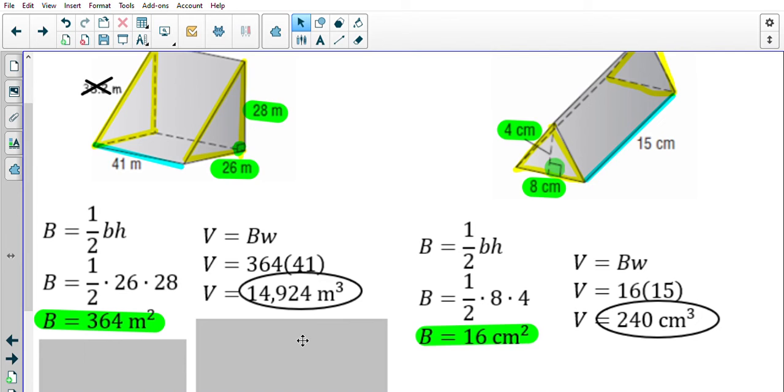Again, these triangular prisms are a little bit more challenging. We'll need some practice with this, which of course we'll get in class.